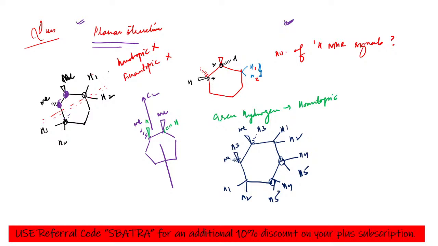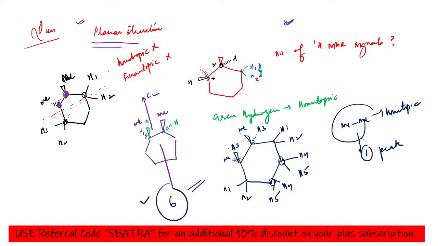We have basically 5 peaks, and then we have two methyls over here. Can I say these two methyls are equivalent, or homotopic? We just found out that these two methyls are homotopic, so they will give you one peak. So 5 peaks from your cyclohexane structure and one from your methyl, so in total 6 different peaks in the NMR signals.